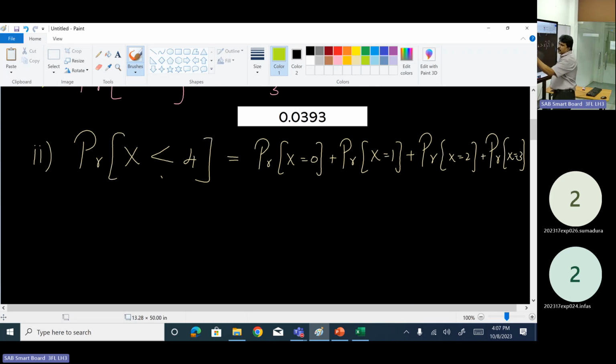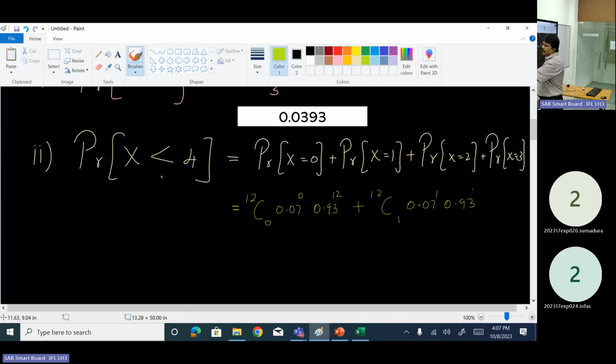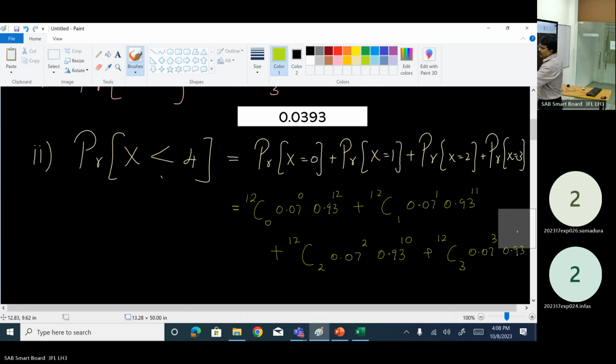So we can substitute for each. Here 12C0, 0.07 to the power of 0, 0.93 to the power of 12, plus 12C1, 0.07 to the power of 1, 0.93 to the power of 11, plus 12C2, 0.07 to the power of 2, 0.93 to the power of 10, plus 12C3, 0.07 to the power of 3, 0.93 to the power of 9. This last one you don't have to recalculate, since the first part's answer is there. Only these three you have to calculate.